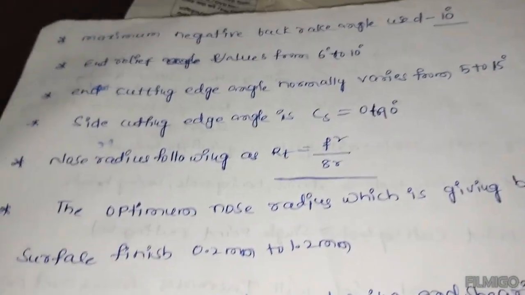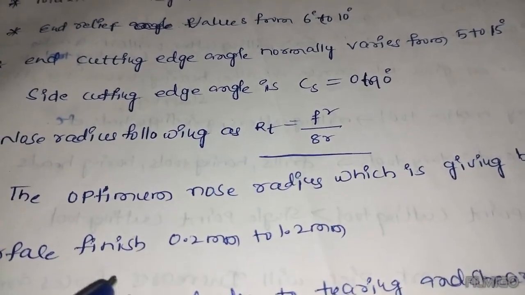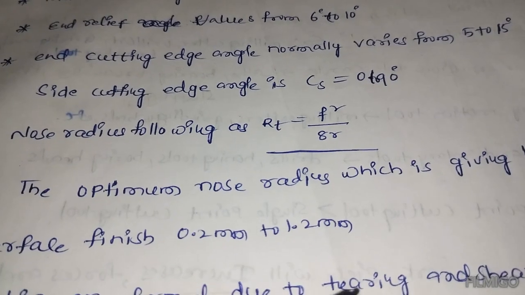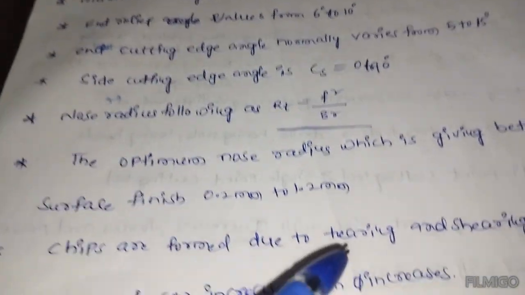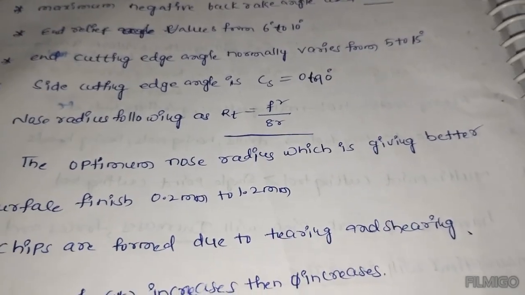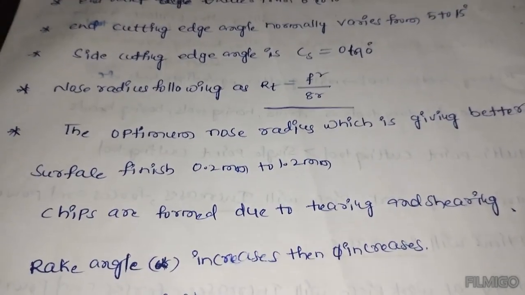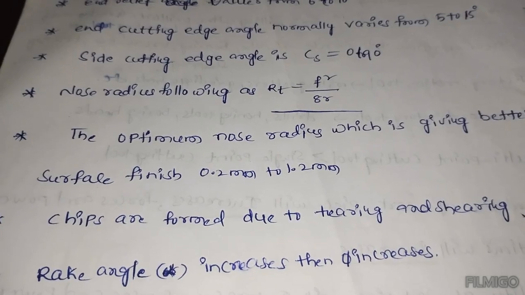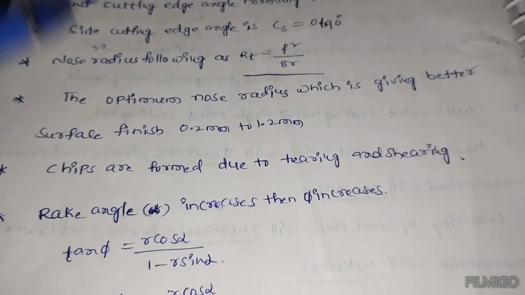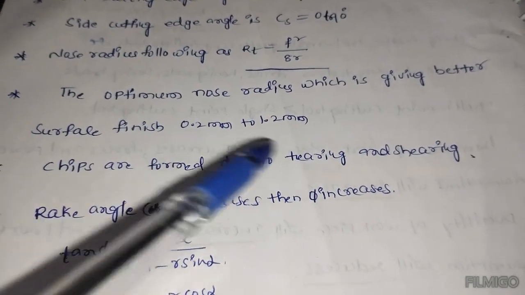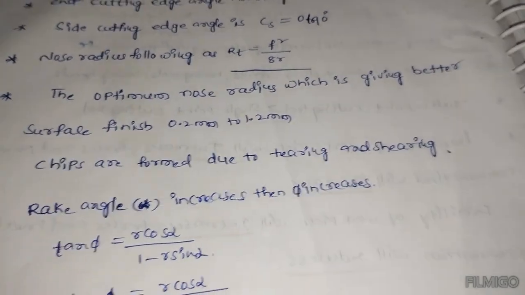Nose radius relation: Rt is equal to f squared by 8R. The optimum nose radius which gives better surface finish is 0.2 mm to 1.2 mm. Chips are formed due to tearing and shearing.